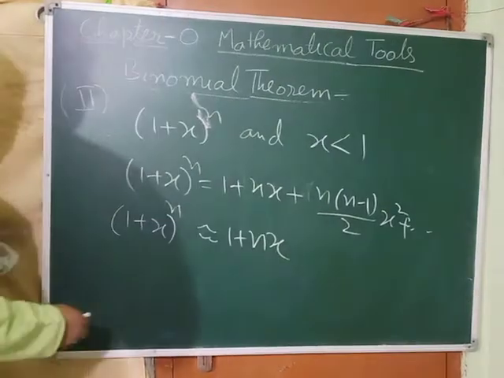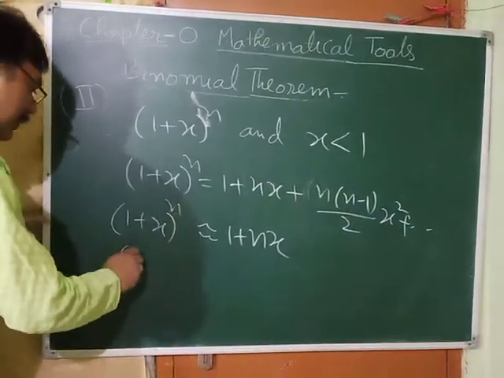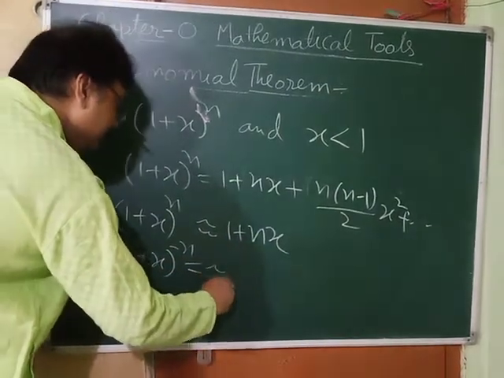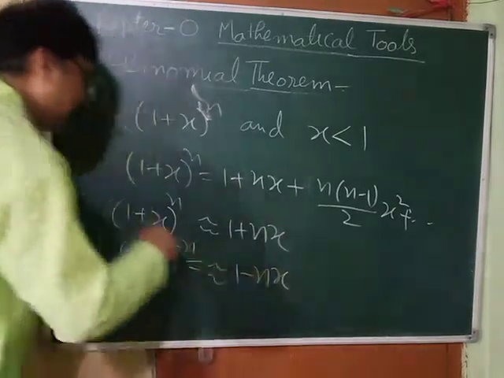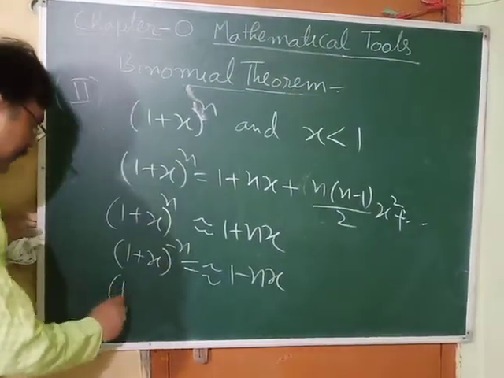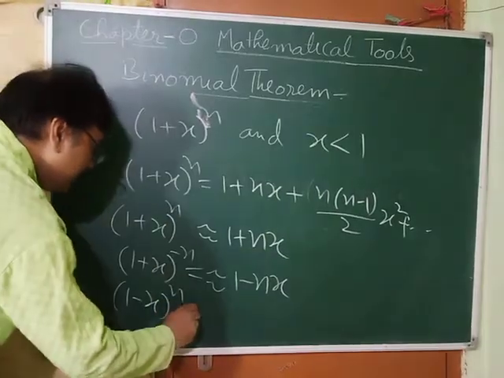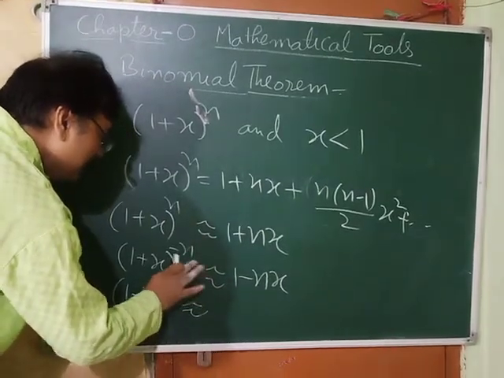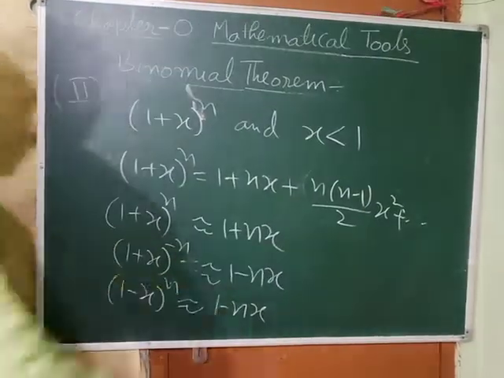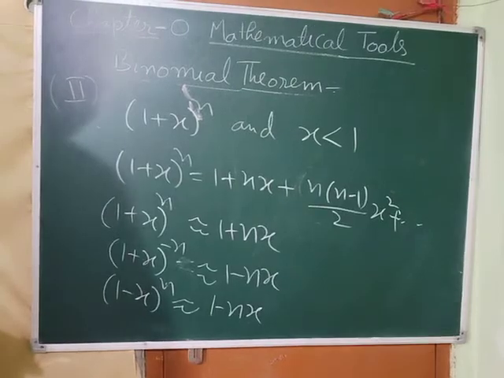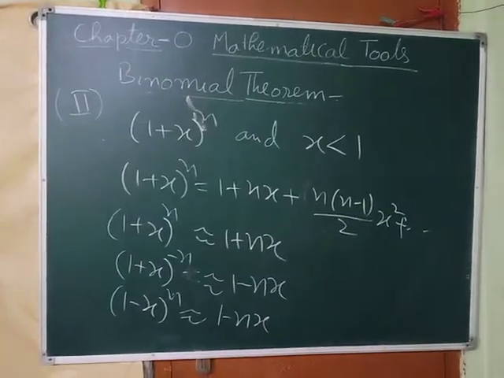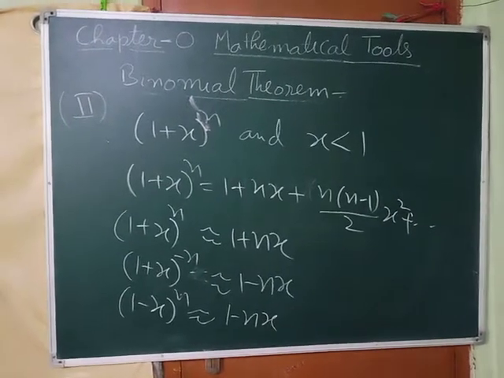Now, suppose n is a negative number, then what you will get? Minus n. So you will get 1 minus nx. If suppose this x is negative and n is positive, 1 minus x raised to the power n, then you will get 1 minus nx, because n into minus x is minus nx. Suppose both are negative, then what you will get? Just note it down first. Noted? Okay.